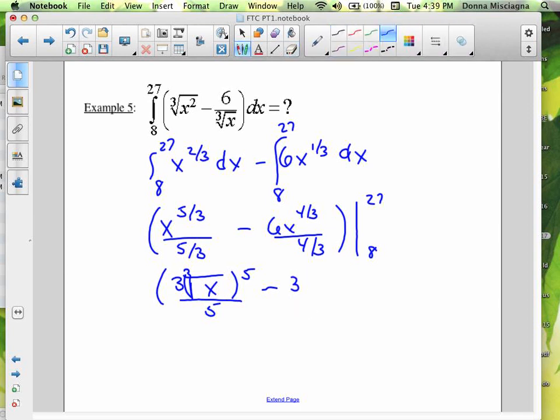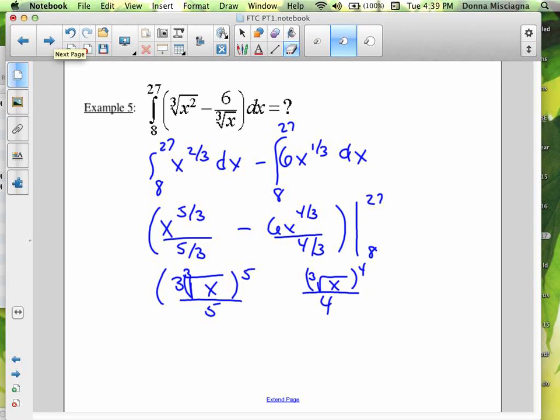So 3, and then cube root of x to the 4th power, and then the 4 will be in the denominator. Oops, and I lost the 6. Just put a times 6 in there. Now it looks like 63. Minus 6 times 3. There we go. And that is from 8 to 27.